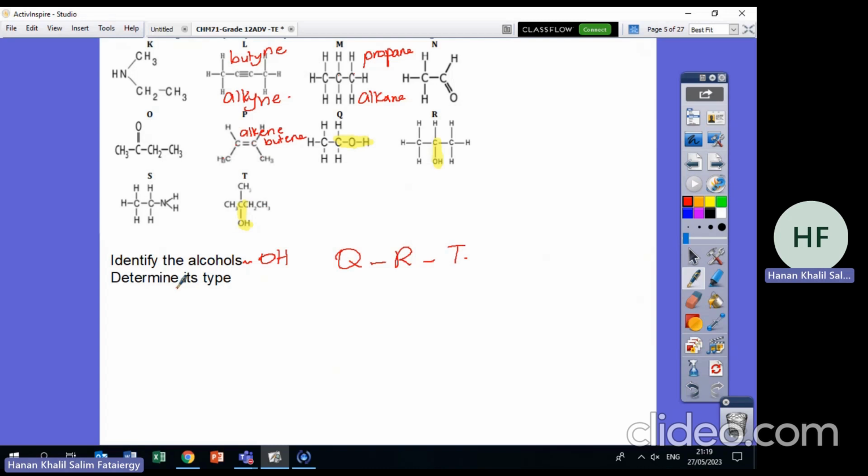Now identify its type. Type means primary or secondary or tertiary. Note here this C carrying the OH has one C on the right, one C on the left. So R is secondary. This C bonded to the OH is bonded to C only. The H and the H are not counted. Okay, we look only at the C. So this is primary. Now this C has C from the left, C from the right, and C from above. So it's connected to 3 C's. So this is tertiary.